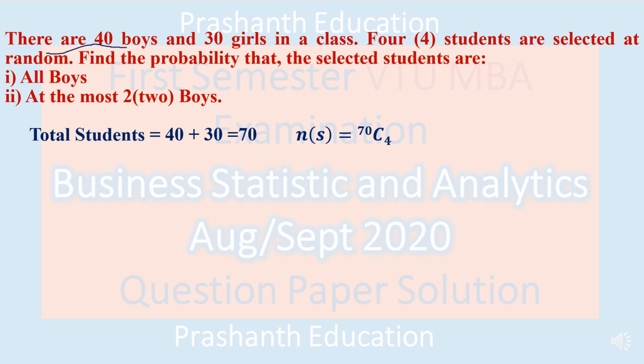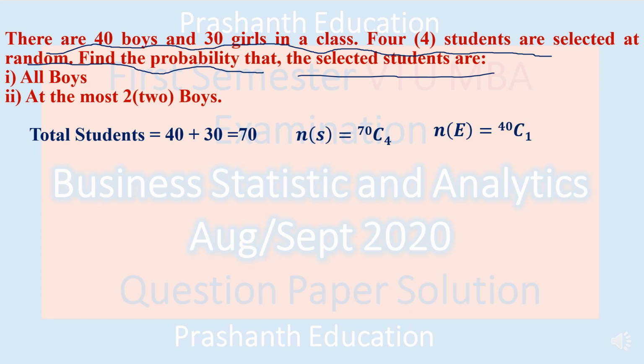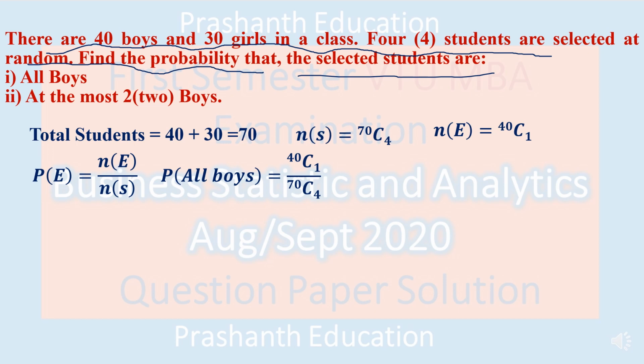There are 40 boys and 30 girls in a class. 4 students are selected at random. Find the probability that the selected students are... So for this, you need to know what a probability is. If they select 4 students, what is the probability that all are boys? First we need to understand the total, how many boys and girls are there. The total is 70 students.